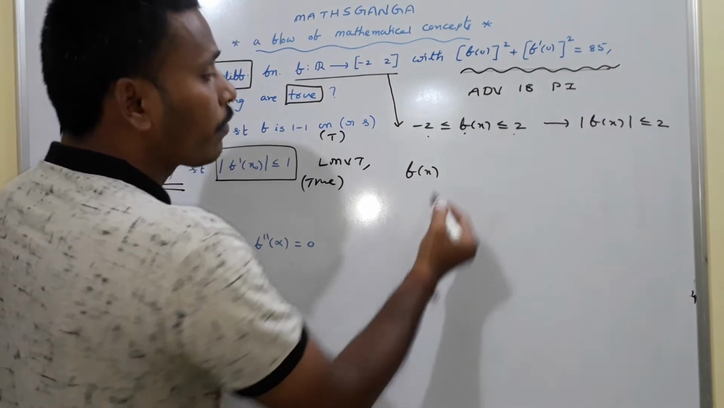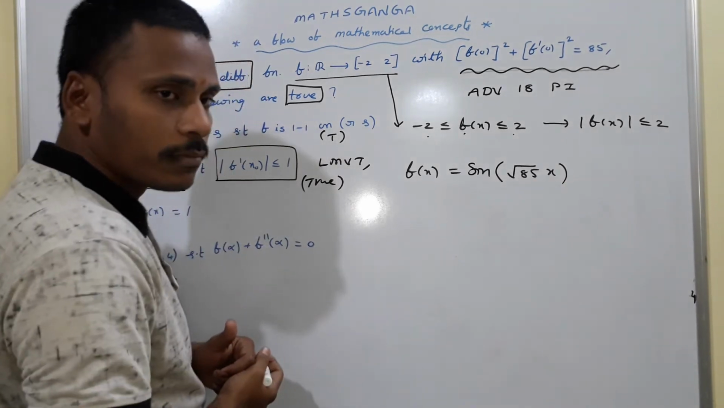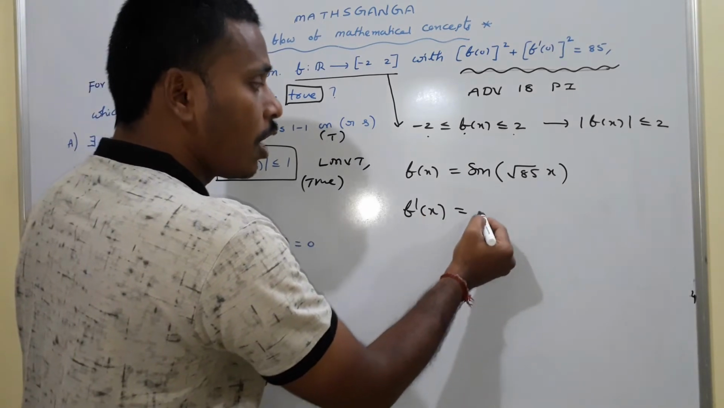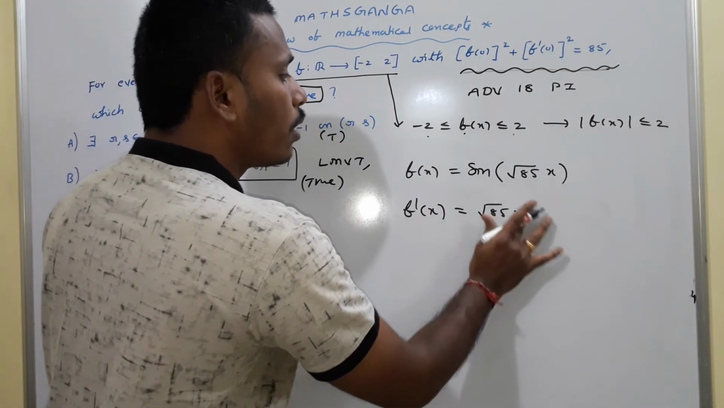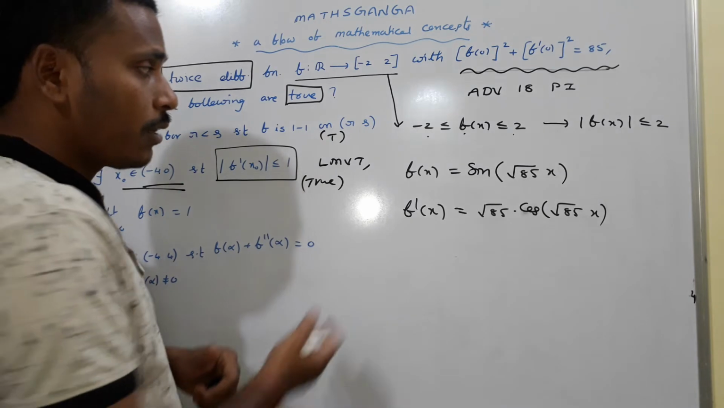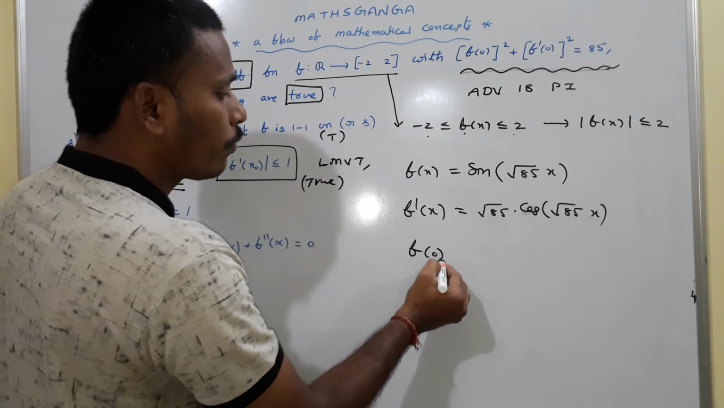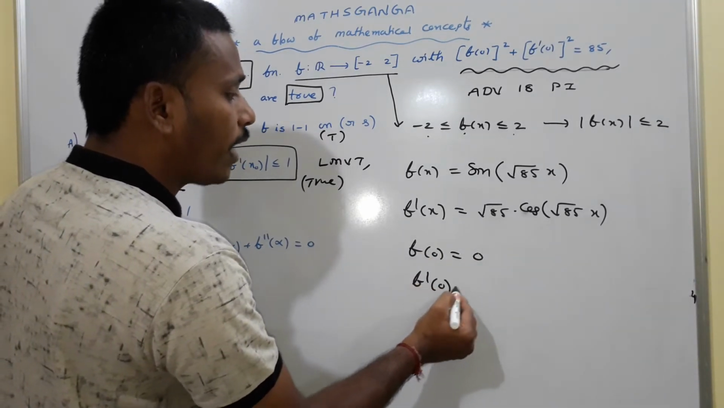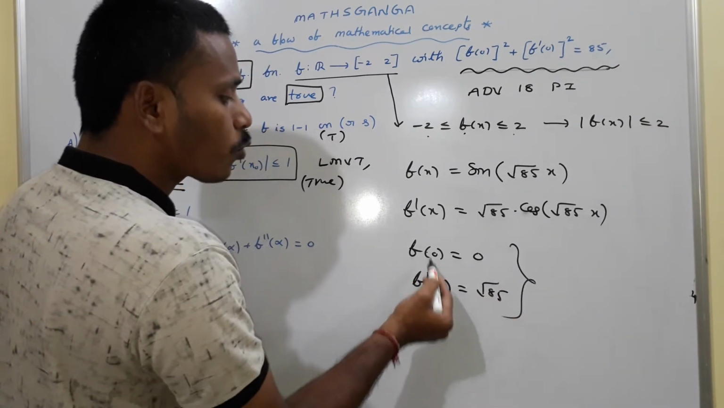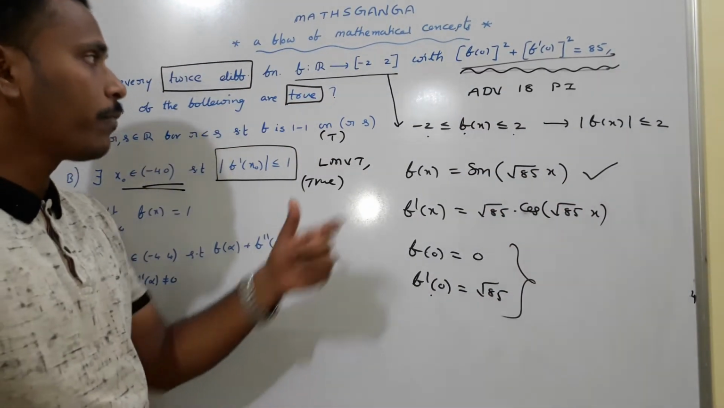To make it 85, I am taking f of x as sine root 85x. If f of x is sine root 85x, then f dash of x is root 85 into the derivative of sine, which is cos root 85x. So this is f of x and f dash of x is this one. If you take f of 0, then f of 0 is 0, and f dash of 0, since cos 0 is 1, is root 85. Now f of 0 square plus f dash of 0 square is clearly 85. So this sine root 85x is satisfying this condition.